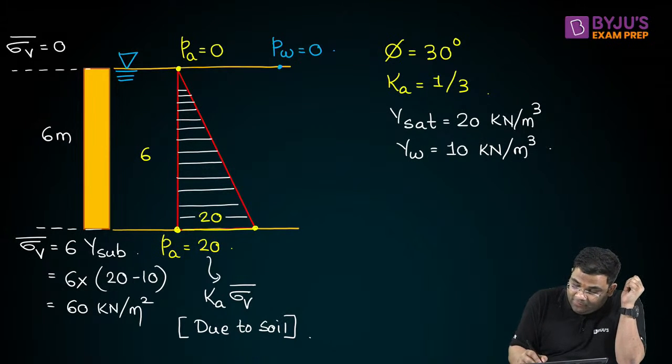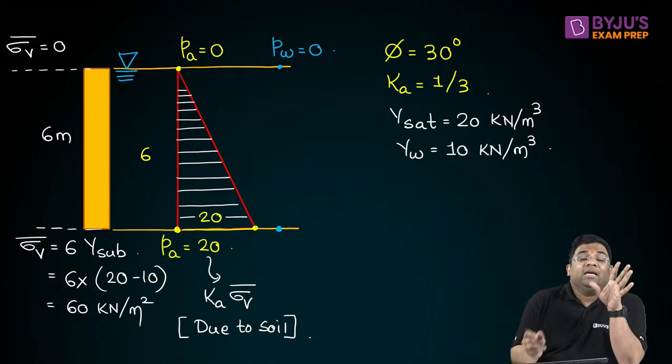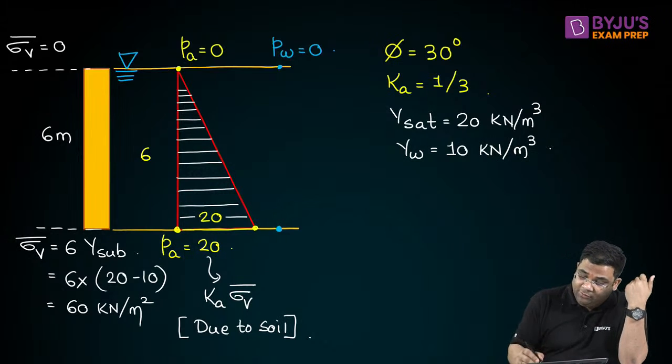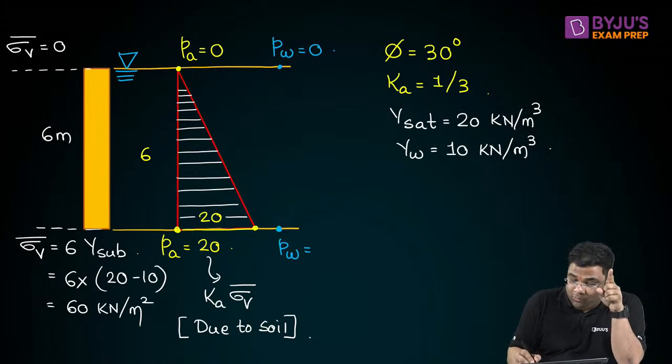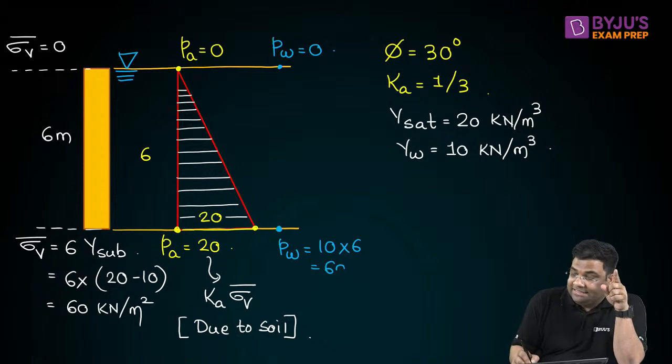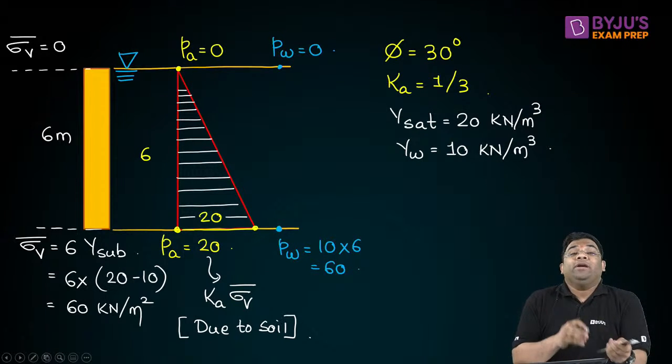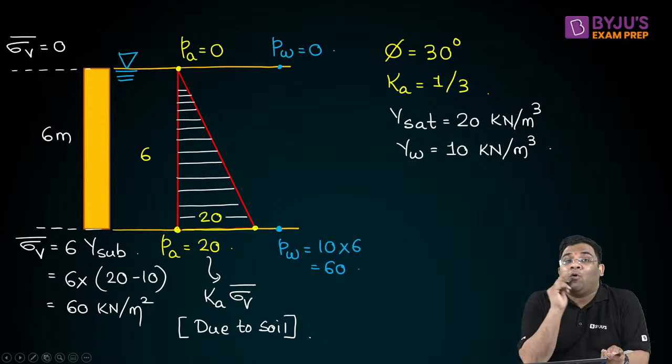At this point, at the bottom, how much will it be? The water pressure at any depth is what? Simply gamma W into Z. So here, the pressure of water will be how much? Simply gamma W, that is 10, into Z, that is 6, so it becomes 60. And for your kind information, don't multiply Ka in the water.